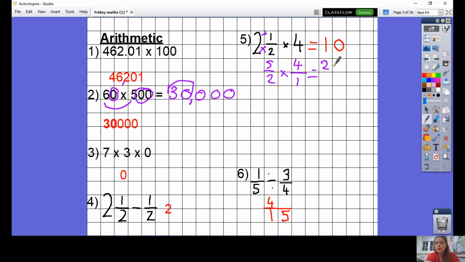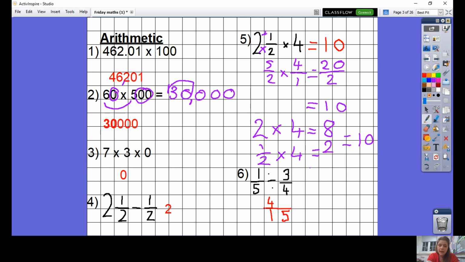5 times 4 is equal to 20, and 2 over 1 is 2 times 1 is equal to 2. But remember, we can't leave that as a top-heavy fraction. We've got to convert it. 20 divided by 2 is equal to 10. The second method you could use is just like this. 2 times 4 is equal to 8. 1/2 times 4, remember, is a half of 4, which is equal to 2. If I add those together, that will equal 10. So 2 different methods you could have found your answer there.